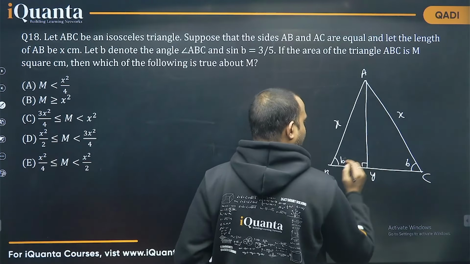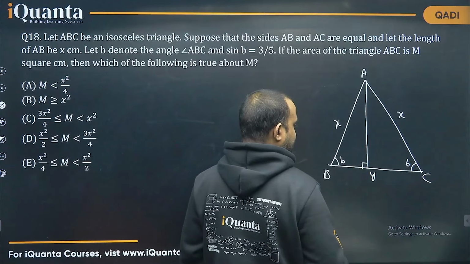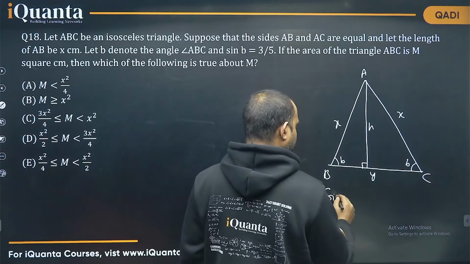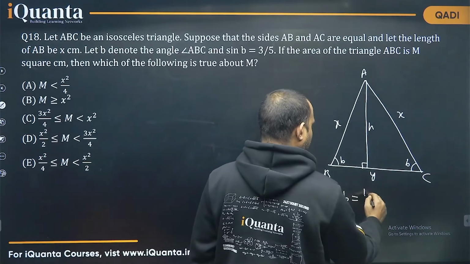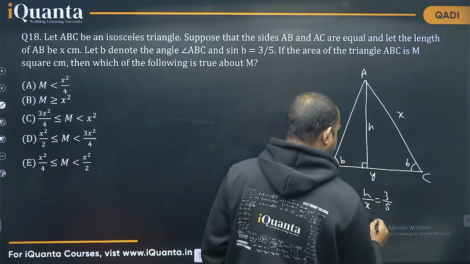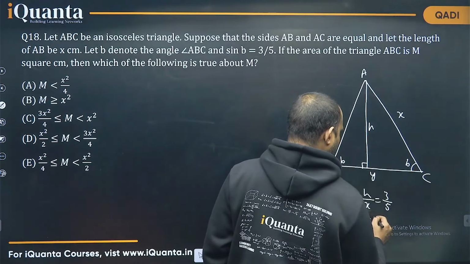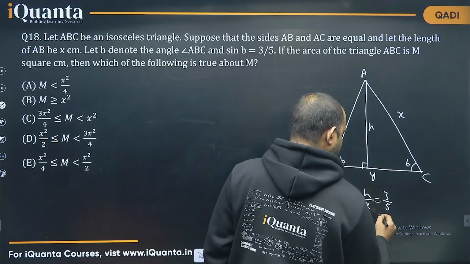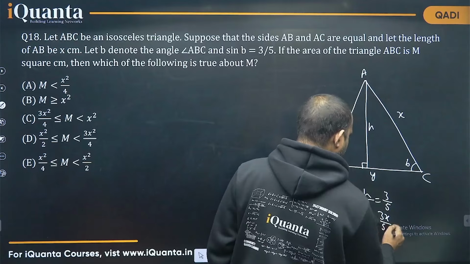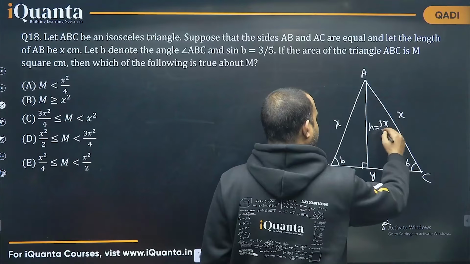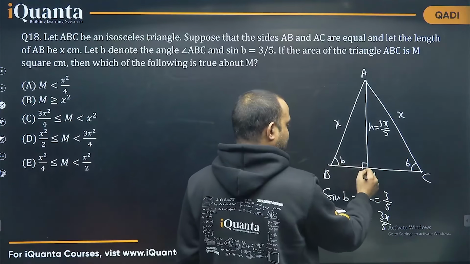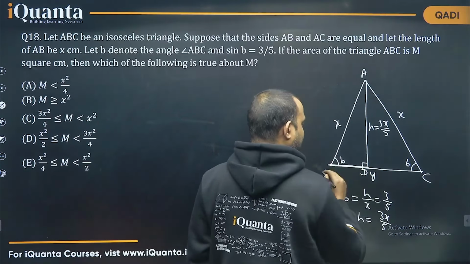If you draw a perpendicular to this, and this length is h, then what is sine b? Sine b will be equal to h upon x, and that is equal to 3 by 5. So h will be equal to 3x by 5. If this is 3x upon 5 and this is x, we can find this length. Let's say this length is d.